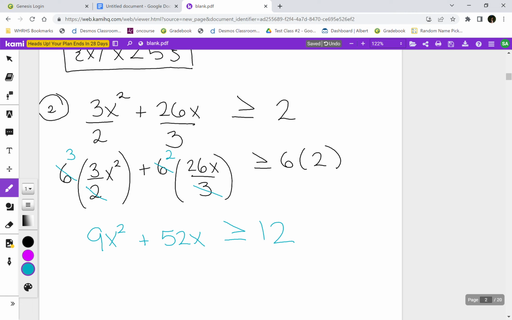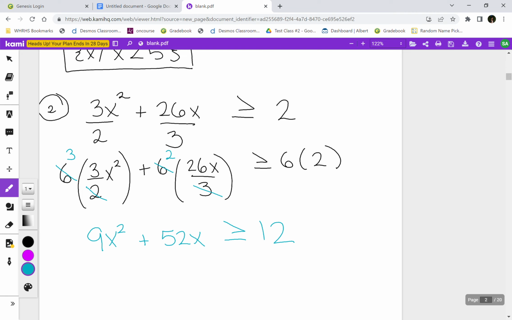What are we going to have to do? Do you know? We have to bring the 12 over so we can factor. This is a quadratic inequality. Who remembers, when you're dealing with a quadratic inequality, what are we going to have to do? Test the regions. Anytime you have a quadratic inequality, you must test the regions.